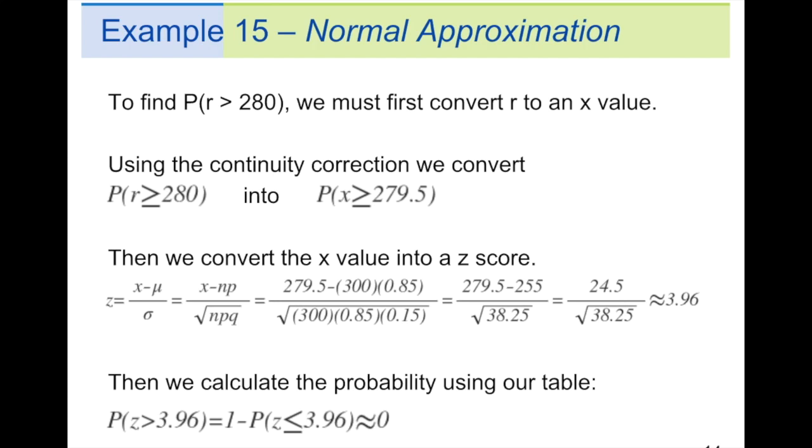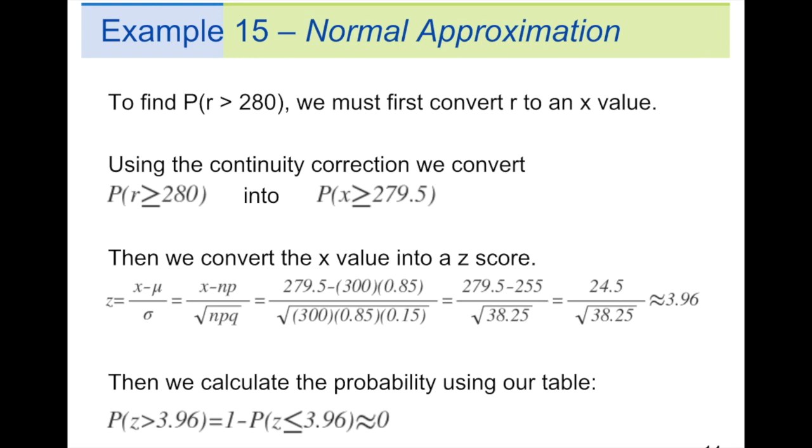So to find the probability that r is greater than 280, we must first convert r to an x value. Using the continuity correction, we convert the probability that r is greater than 280 into the probability that x is greater than 279.5. Then we convert the x value into a z-score. So back when we did z-scores, same thing. We're converting a raw score x into a z-score. So we use the formula x minus mu divided by sigma.